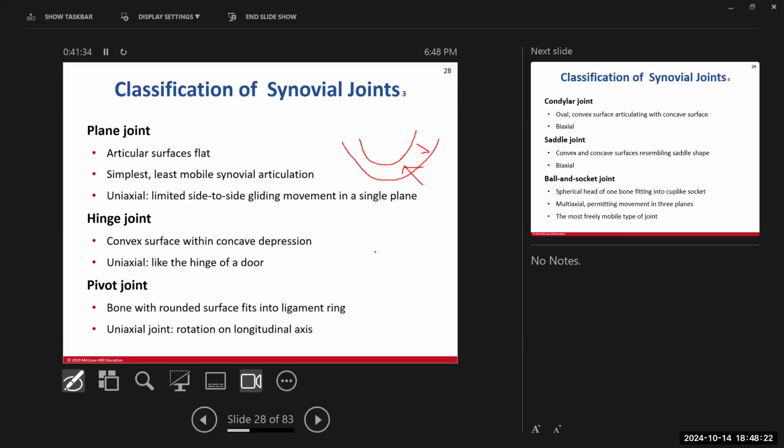And then there's, well, let me just show you. Here's the top of the dens or the odontoid process. Here's the atlas, the front of the atlas coming over. And then you have this big ligament ring that attaches from one end of the atlas, goes behind the dens of the odontoid process and attaches onto the other. And so it'll pivot, it'll just swing around on that. And so that is the pivot joint. C1 and C2 is a perfect example of that.